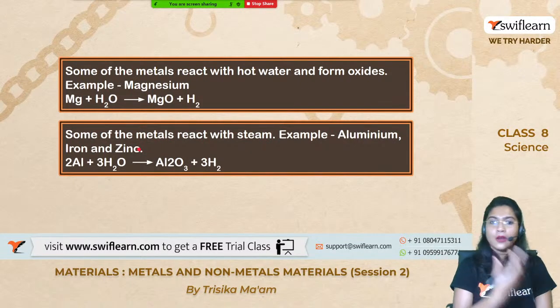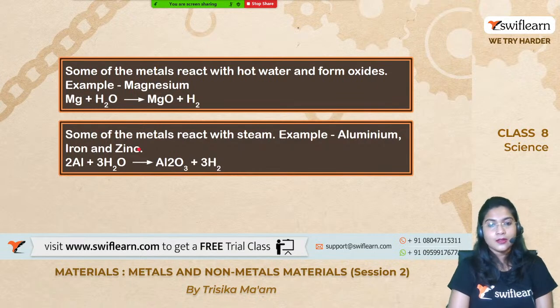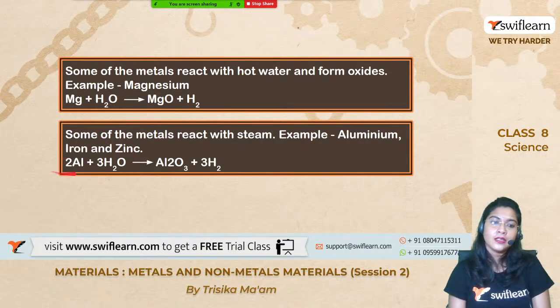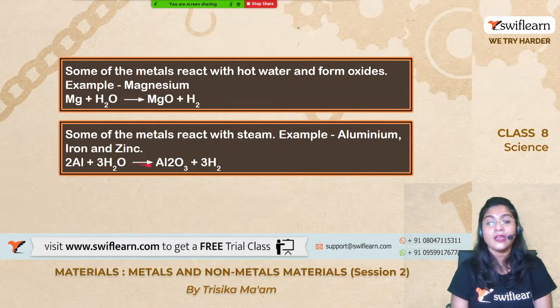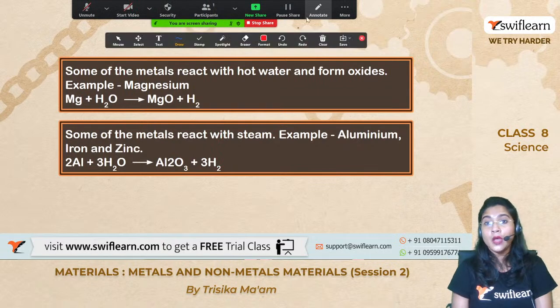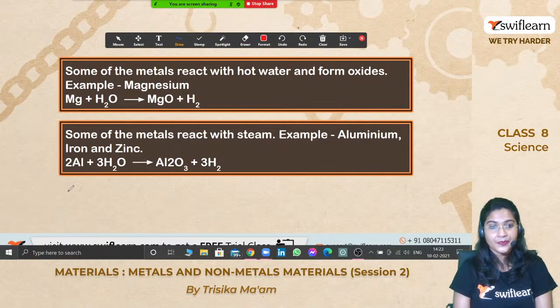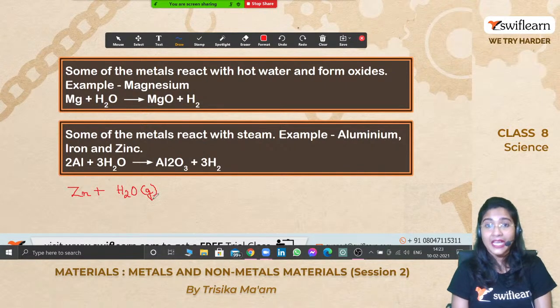So the iron reaction I have already shown you, right? Here it is shown how aluminium is reacting with steam. So this is the steam. When aluminium reacts with water, it forms aluminium oxide, Al2O3, and hydrogen gas. So let me show you how it reacts with zinc. Zinc is also reacting with water. I'm writing in bracket G, meaning gaseous form.